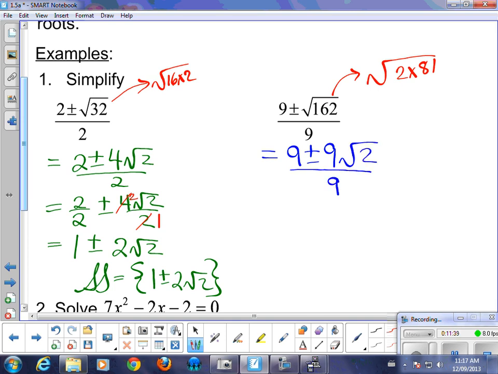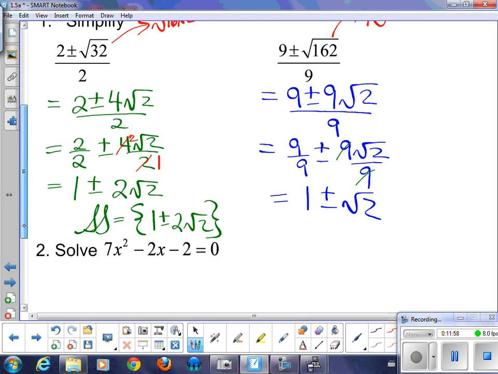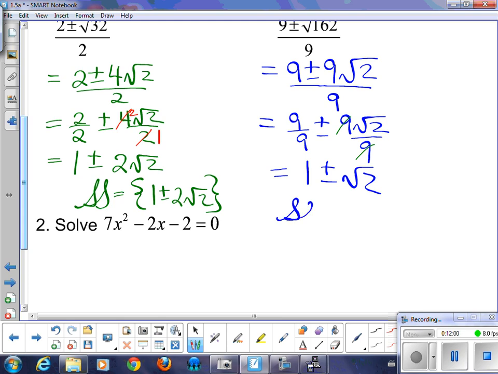So just like the previous example, I'm going to put that denominator over each term in the numerator. And when I do that, again, we end up with 1 plus or minus. The 9s are going to cancel out, and we're just left with the square root 2. Again, like the previous example, we're going to put a solution set with that monster inside it.